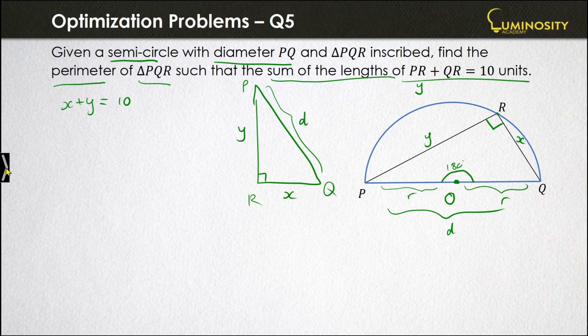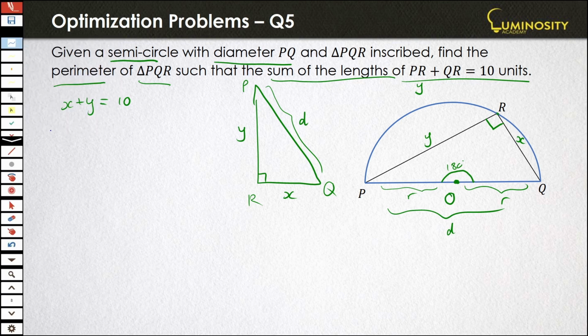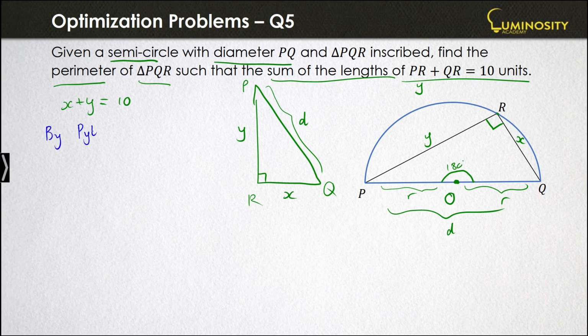By Pythag, the Pythagorean theorem tells us that x squared plus y squared must equal d squared, the diameter squared. So how do I end up maximizing this perimeter? First of all, we need a function for the perimeter depending on these dimensions. The perimeter, I'm going to call P, is given by x plus y plus d, because the perimeter of this triangle is just the sum of its sides.